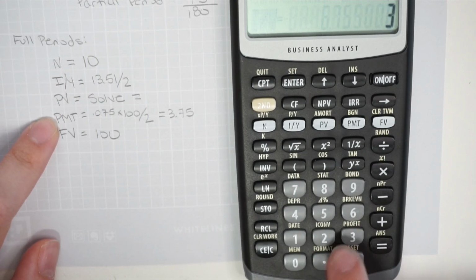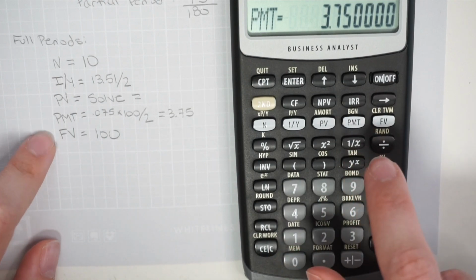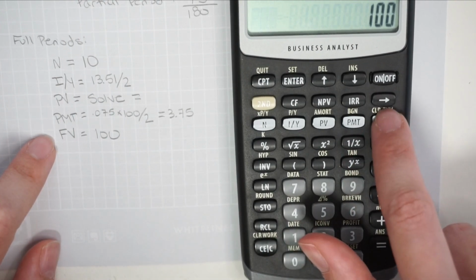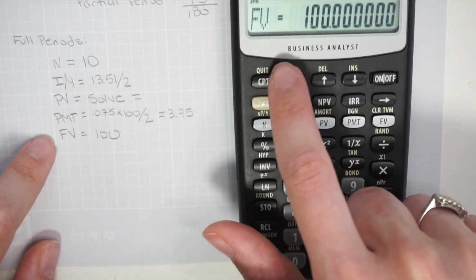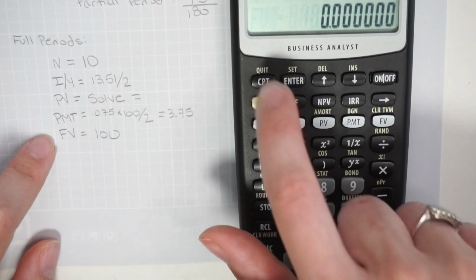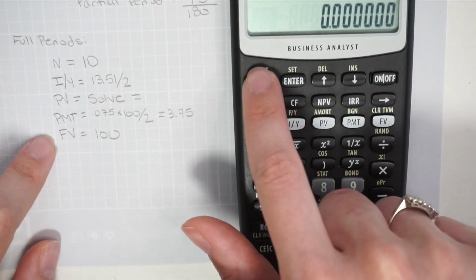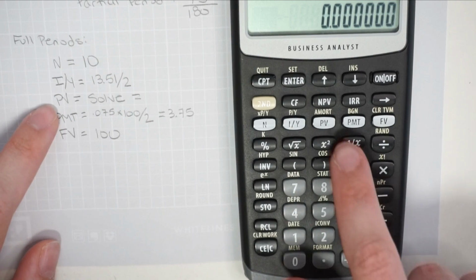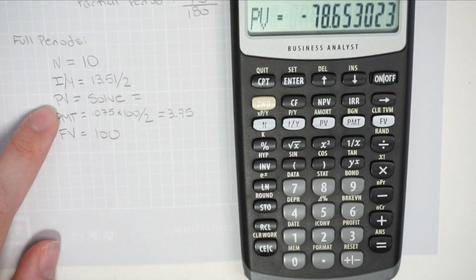Payment, 3.75 is my payment. Future value is 100. Now I'm going to quit out of that menu, so I do second compute. Press compute one more time. And now that's going to give me what my present value is.